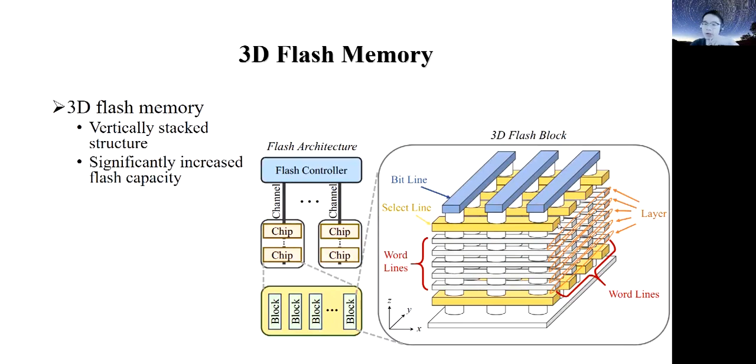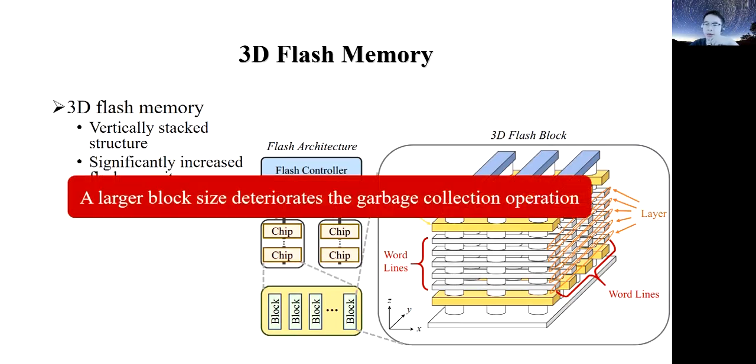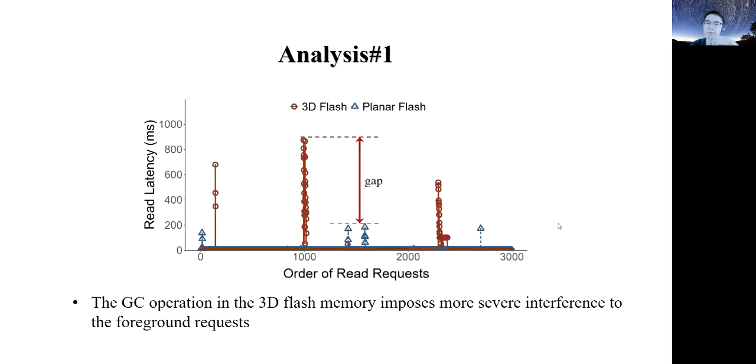So in order to increase the capacity of flash memory without sacrificing data reliability, a 3D flash memory structure is proposed. This structure increases the capacity by stacking vertically to solve the problem of plane area limitation. It can significantly increase flash capacity, but it also brings a new problem. The increase of flash capacity is accompanied by an increase of block size, but a larger block size will increase the number of valid pages in the victim block, which will increase the overhead of garbage collection. This may cost more, and more requests will be blocked. So a larger block size deteriorates garbage collection operations.